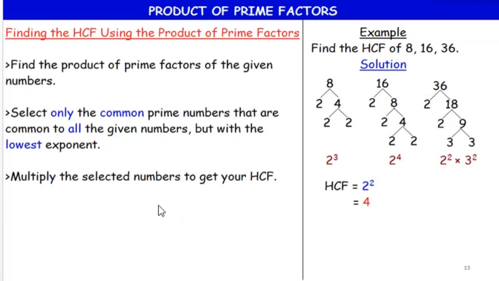So afterwards you multiply the selected numbers to get your HCF. Since the only candidate we had was 2 to the power 2, that is all that we are going to write, right? So 2 to the power 2, and the result is 4. Alright, I believe it has been well explained. I believe it is very simplified, right?